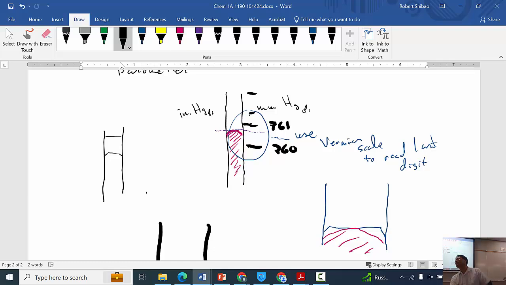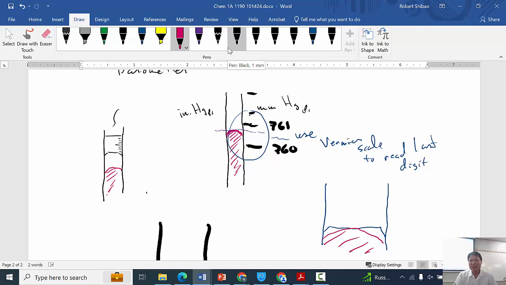Is there a knob on that one? No, there's no knob on that one. What we can do is slide the vernier scale, this is the vernier scale here, up or down. And what we want to do is line it up with the meniscus here. So we slide it down so that the bottom of the vernier scale matches the top of the meniscus.